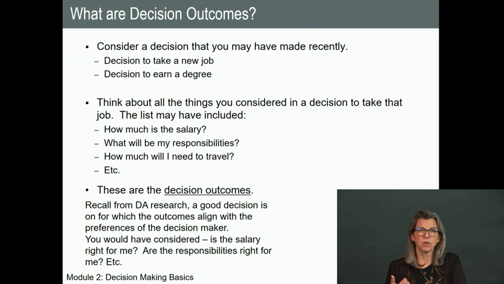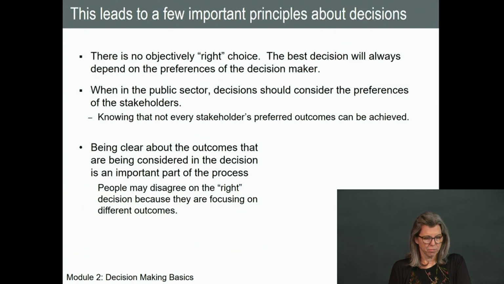So you have your current job, you might have a few job options, and you're picking from those. These things are the decision outcomes. Things like salary, responsibilities, traveling, those are the outcomes from the decision. Those are the things that result because of the decision. Recall I mentioned earlier from decision analysis research that a good decision is one that aligns with the preferences of the decision makers. So in this case, you would have thought, is this salary right for me? Is this amount of travel right for me? You're thinking about the outcomes in terms of how they affect you and what your preferences are.